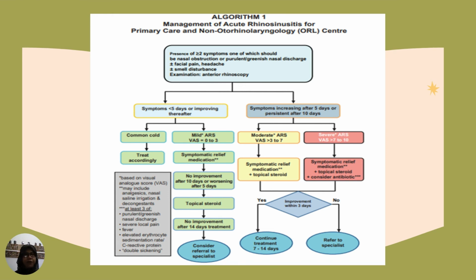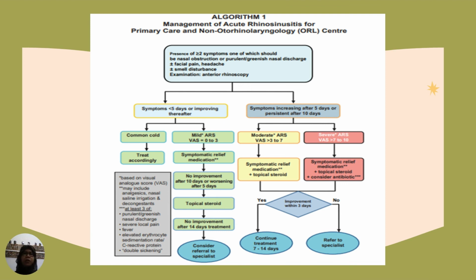Management for acute rhinosinusitis for primary care and non-ENT centers. If the patient has symptoms of common cold, we just treat accordingly, basically symptomatic treatment, because it will resolve by day 5. But if they have a mild acute rhinosinusitis, when they have a VAS score of less than 3, we can give symptomatic relief medication like analgesia and decongestant. You can give nasal irrigation. If there is no improvement after 10 days, we can consider topical steroids. If again no improvement after 2 weeks, refer to ENT.